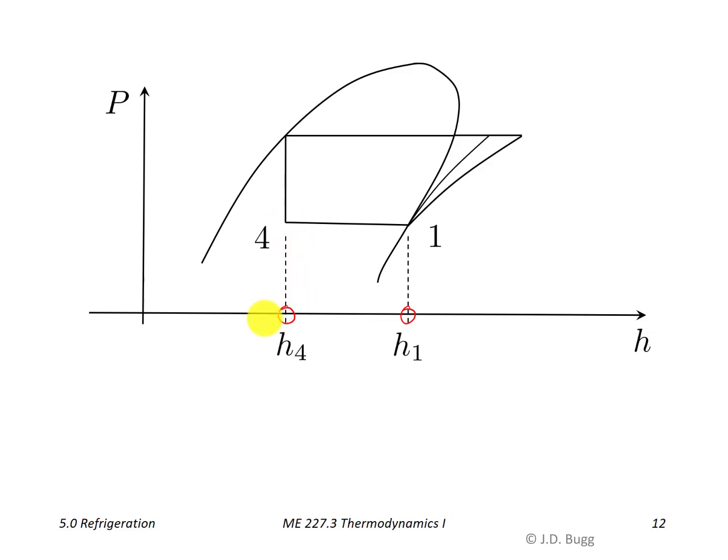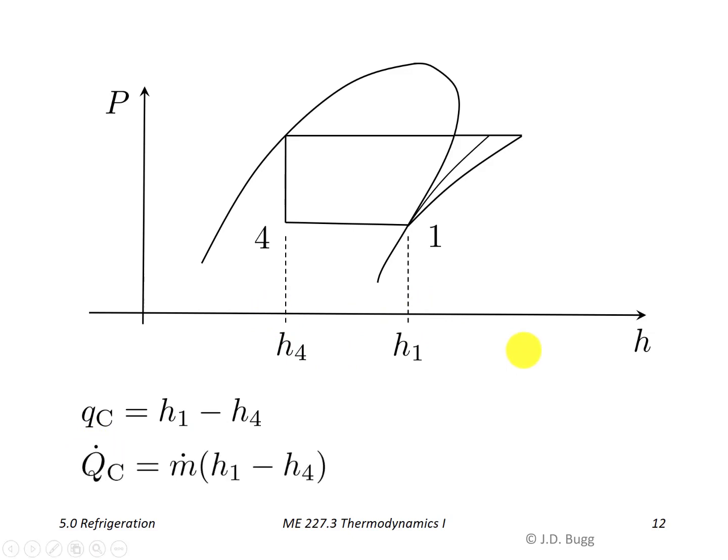And if we had this drawn to scale on a good pH diagram, we could read those two numbers right off of the diagram. Well, the heat added in the evaporator is Q_C because that's the heat coming from the cold reservoir, and that's going to be equal to h1 minus h4. This is just coming from our energy equation. Now if we look at that on a rate basis, then Q dot C is going to be equal to m dot times (h1 minus h4).